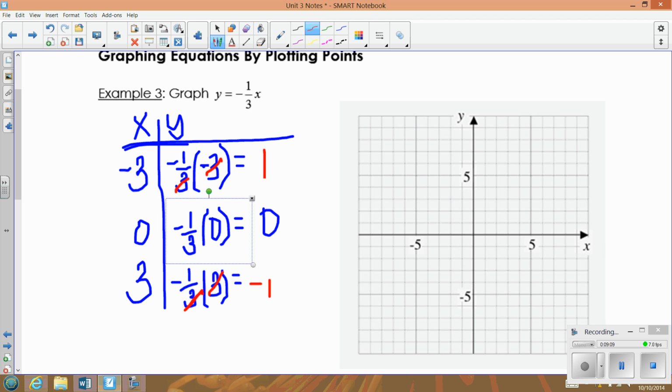So now I can plot these points. So we have the point negative 3, 1, so that means I'm going 3 to the left, up 1. Then I have 0, 0, and then I have right 3, down 1. And then with a straight edge, you would connect your points.